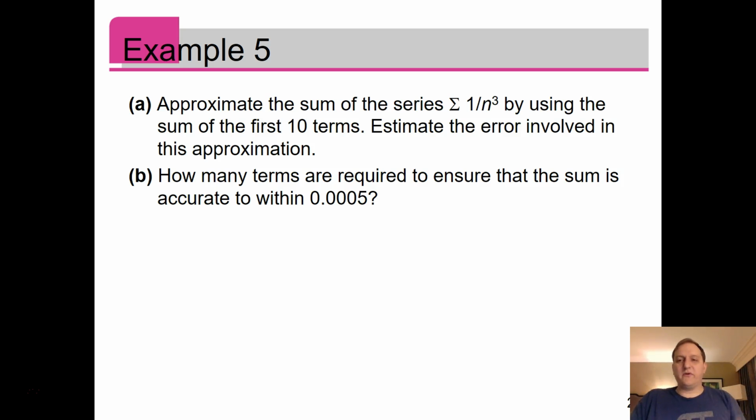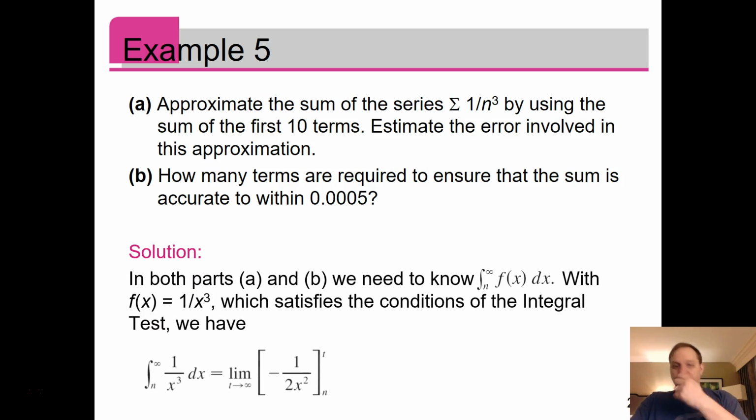So we're going to take a look at this example. We're going to look at the sum of the series, sum from n equals 1 to infinity of 1 over n cubed. We're going to use the sum of the first n terms, so S10, and then we're going to estimate the error involved. And then B is really the more important question. So let's take a look at B. How many terms are required to ensure that the sum is accurate to within 0.0005? So that's 3 decimal place accuracy. That means that the first 3 decimal places are definitely correct.